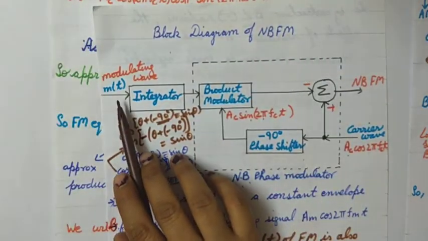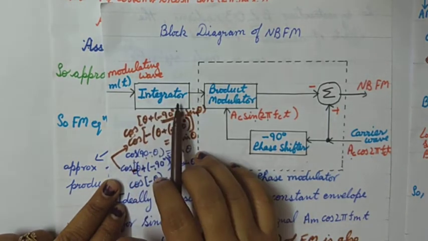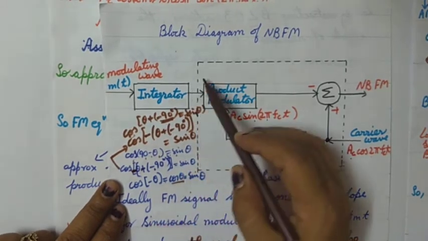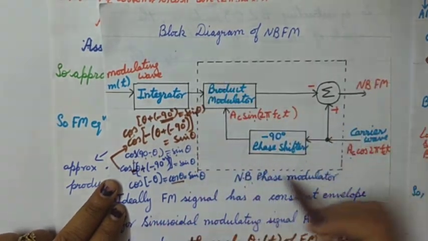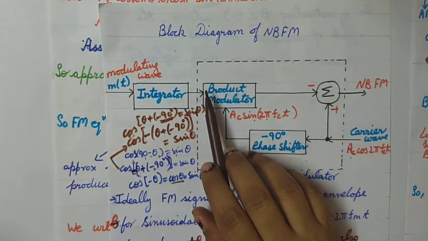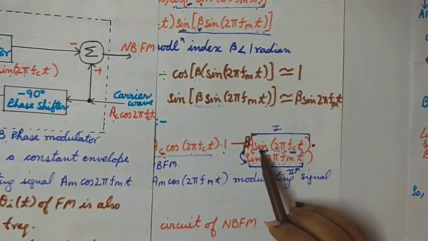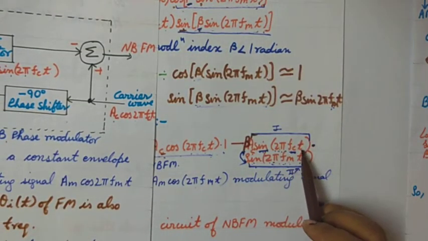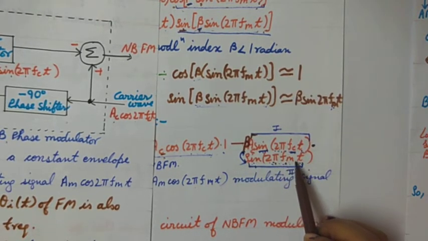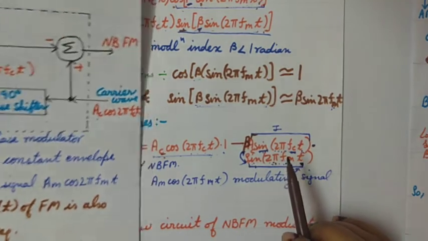So we have used this modulating signal m(t). We have passed this through an integrator, and the integrator output will now be the input to this narrowband phase modulator. So we need the product of two terms, this Ac sin 2π fc t and beta sin 2π fm t. This beta sin 2π fm t is a result of the integration process.